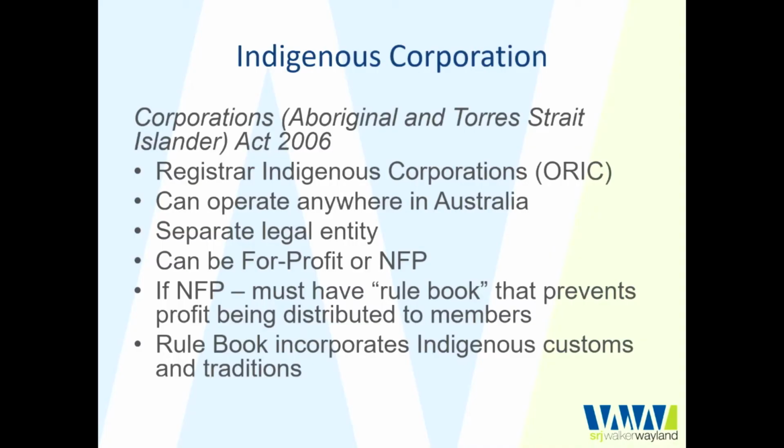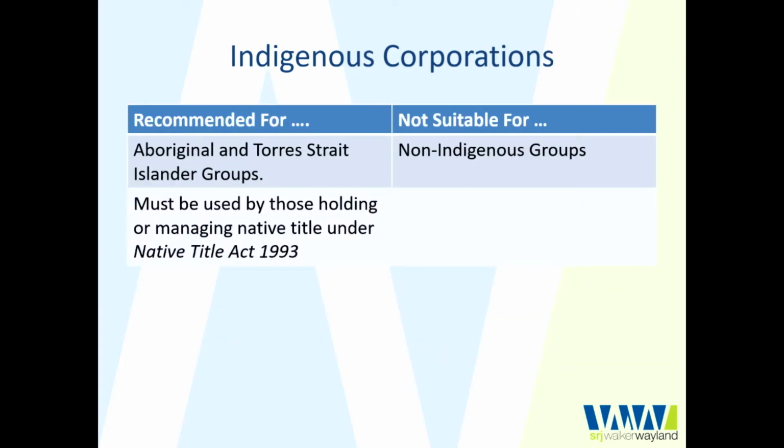The final structure that you can have as a not-for-profit is an Indigenous corporation. So again, there are some specific rules around this. You're governed under a different act. You must register, and you comply with the Register of Indigenous Corporations. It is a separate legal entity. You can be a not-for-profit or a for-profit organisation. If it's a not-for-profit, it must have a rule book that prevents profit being distributed to members, and that rule book will incorporate your Indigenous customs and traditions. So again, to use this entity, you actually must be an Aboriginal and Torres Strait Islander group. And it must also be used by those holding or managing native title under the Native Title Act of 1993.